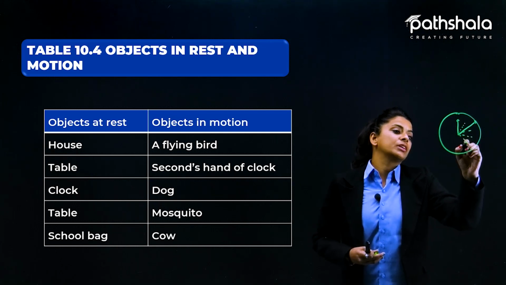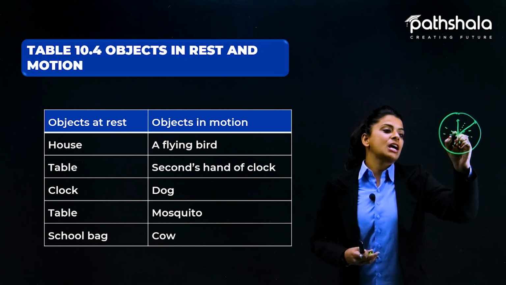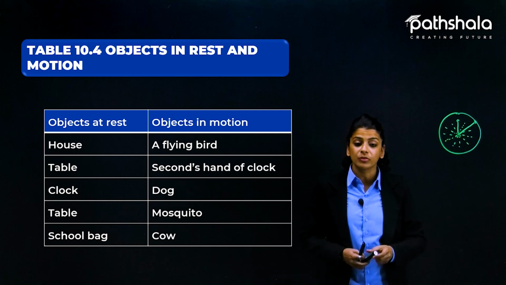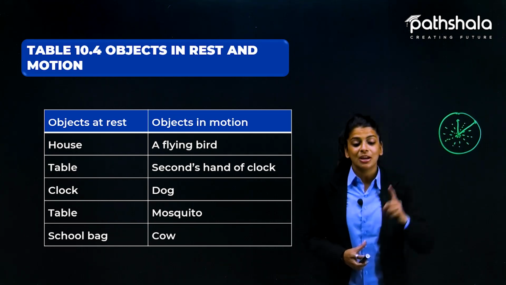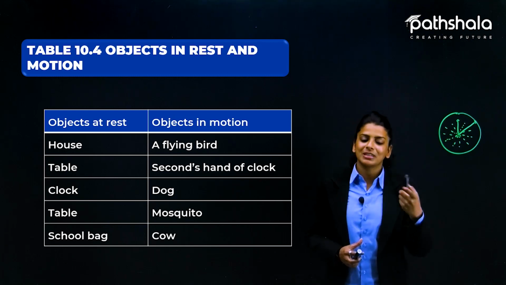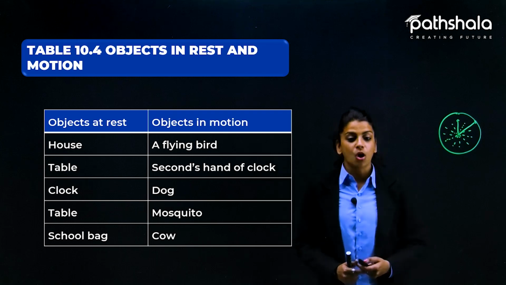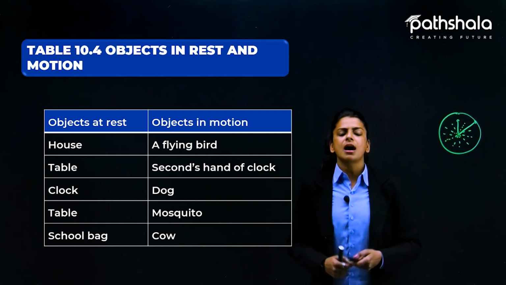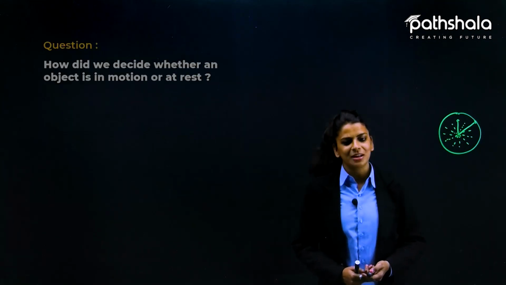It is continuously moving. Yes, so basically the dotted line which I have drawn is the depiction of the second hand which is continuously moving in the clock. So here we are talking about the second hand which is moving continuously. So we can say that it is in motion. Uske alawa we have dog can move, and mosquito and cow. So these are some examples of the objects that are at rest and the objects that are in motion.